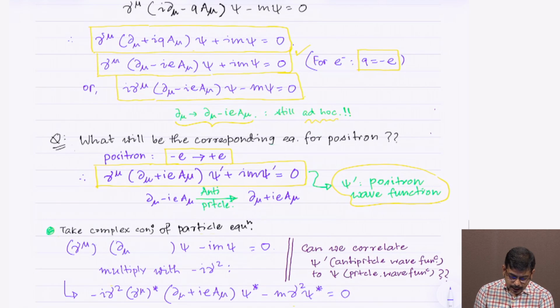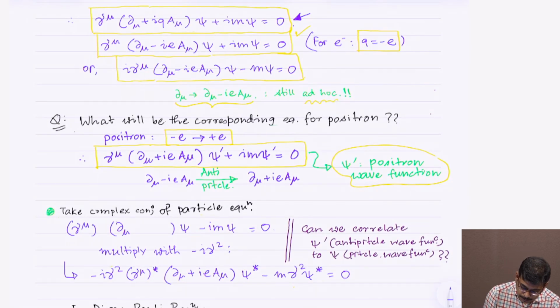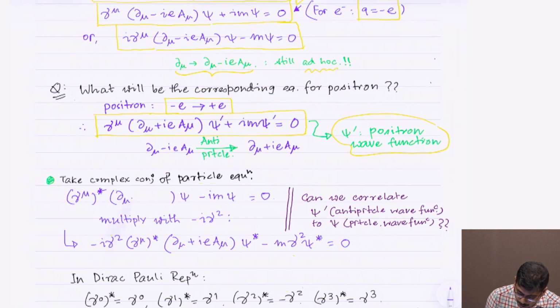Now, let us do one exercise. Let me take a complex conjugate of this equation. So, this is the particle equation that we actually have, and I am going to take a complex conjugate of this equation. So, gamma mu becomes gamma mu star, and del mu minus i e A mu becomes del mu plus i e A mu, this is the complex conjugate, and psi becomes psi star, and plus i m psi becomes minus i m psi star. This is equal to 0.